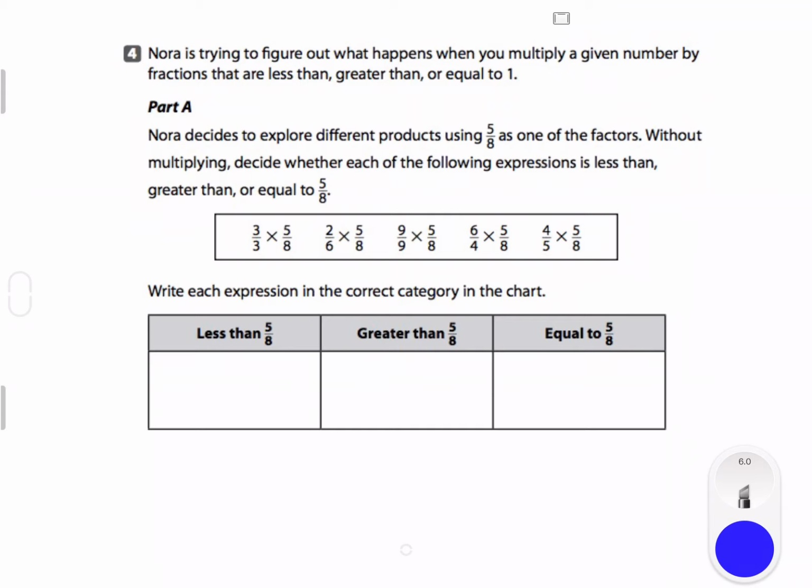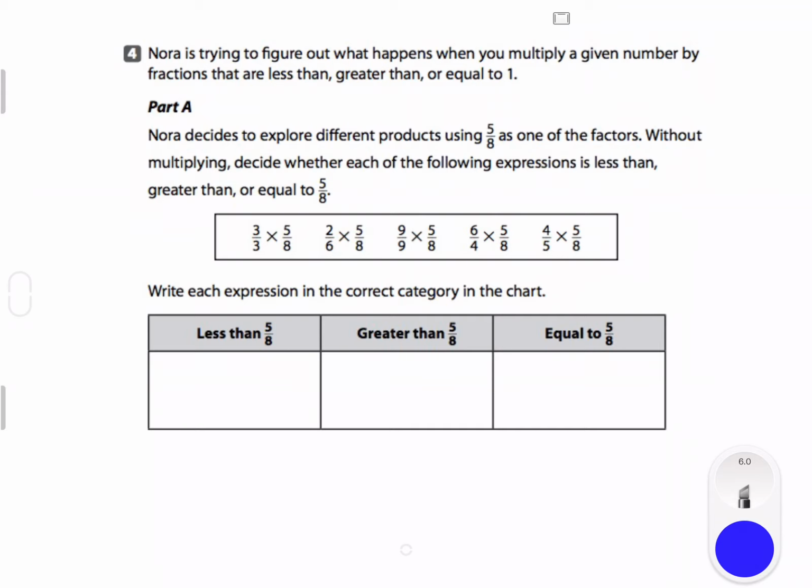Alright, so on the back it says Nora is trying to figure out what happens when you multiply a given number by fractions that are less than, greater than, or equal to 1. Part A talks about Nora deciding to explore different products using 5/8 as one of the factors. Without multiplying, decide whether each of the following expressions is less than, greater than, or equal to 5/8.